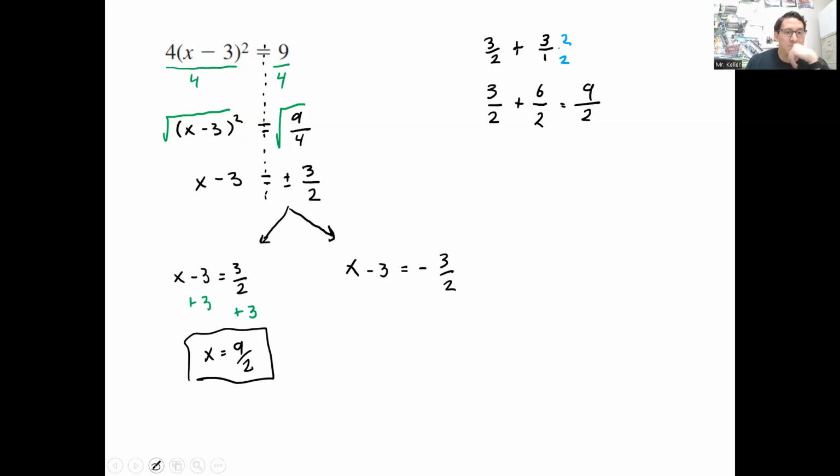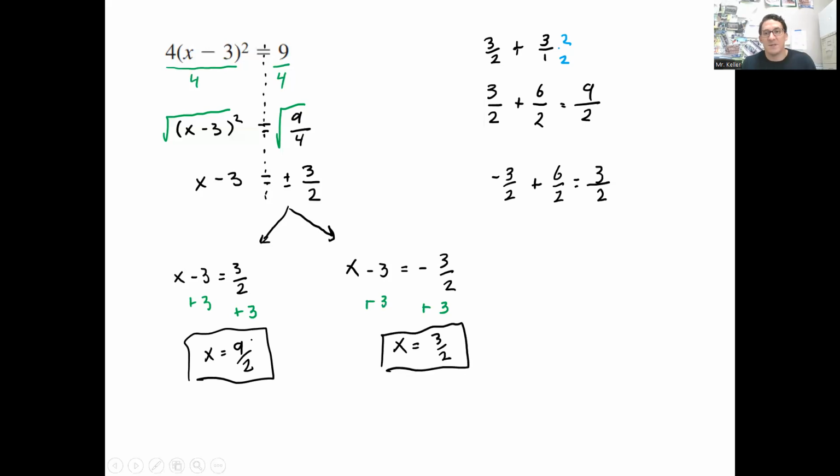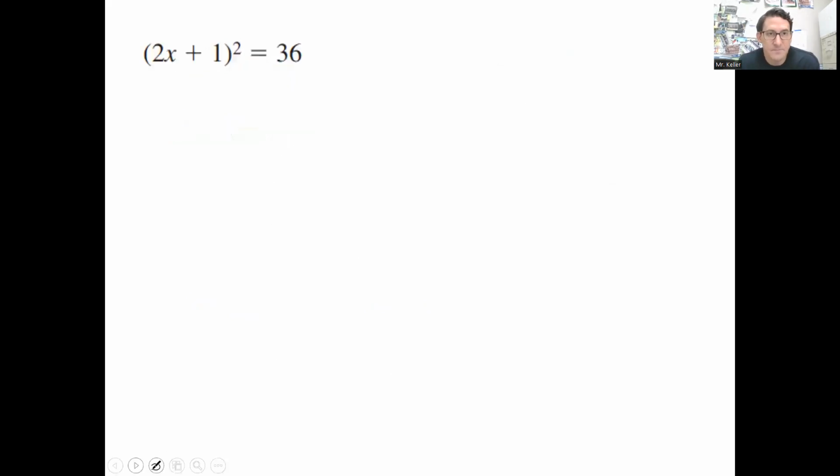Then I need to add 3 on this side. I'm going to do that off to the side again. So it's going to be -3/2 plus, I already know the common denominator, 3 is going to change into 6 over 2, so I don't need to go through that again. Common denominator again, -3 plus 6 is +3. So this one comes out to x equals +3/2. Those are my two solutions, 9/2 and 3/2. All right, I think we're good, and we'll do this one.